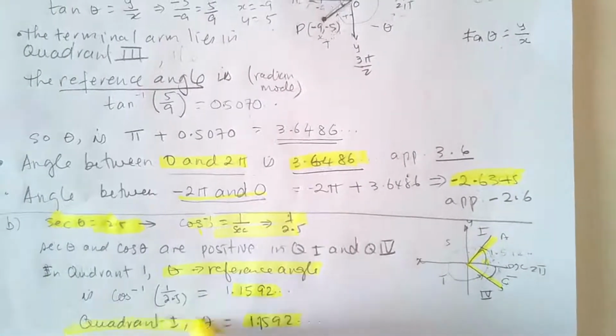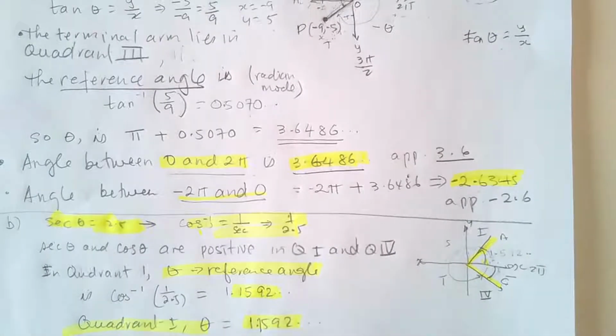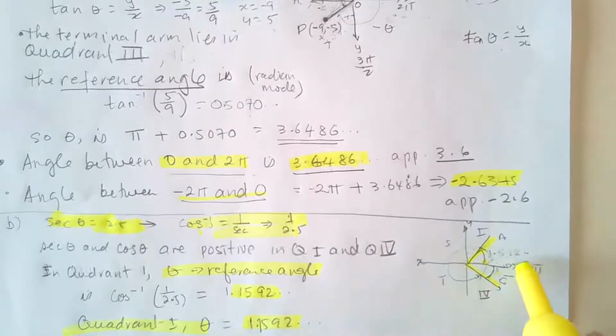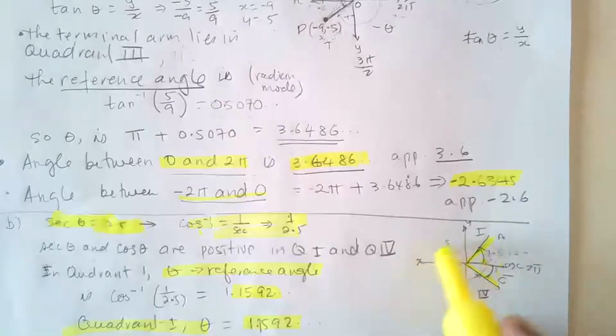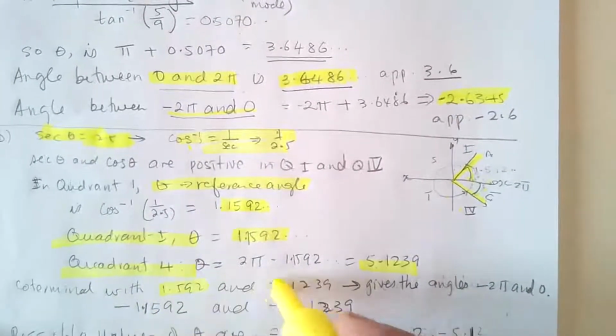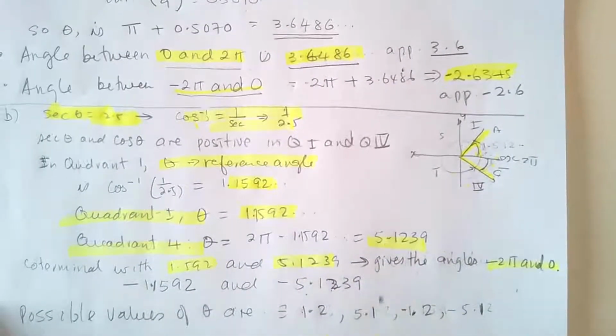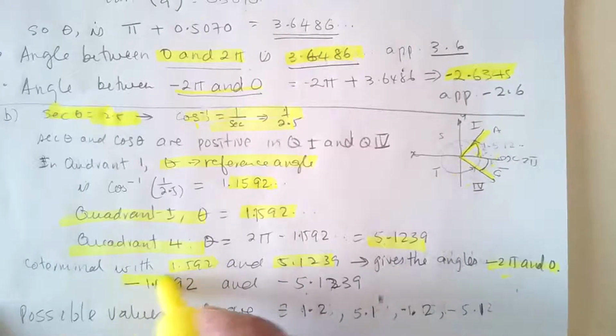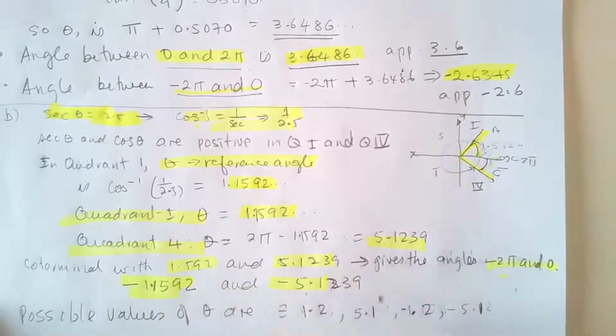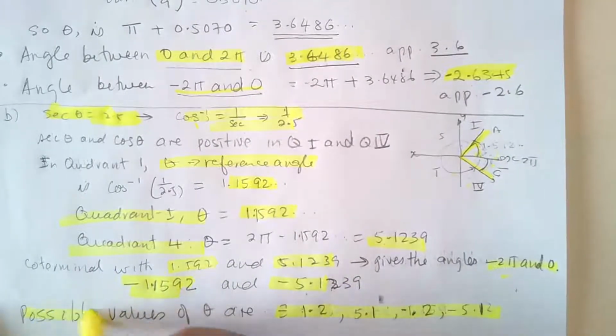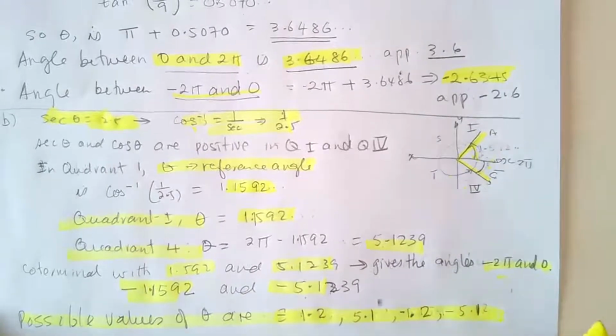And so in quadrant 1 and quadrant 4, it's your angle when you're coming from the counterclockwise direction. The coterminal, right, gives us the angle between negative 2 pi and 0. We found it's negative, so it's a negative of it. So there's our final answer. So possible values of theta.